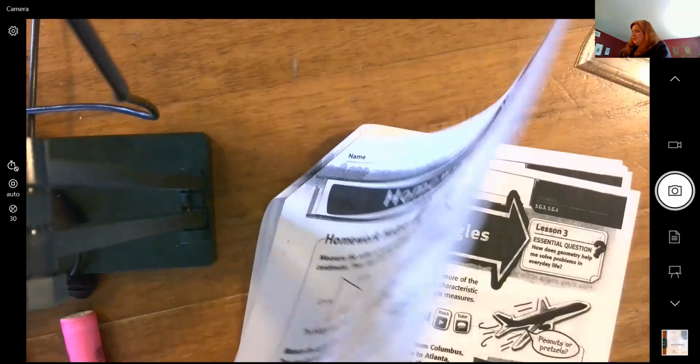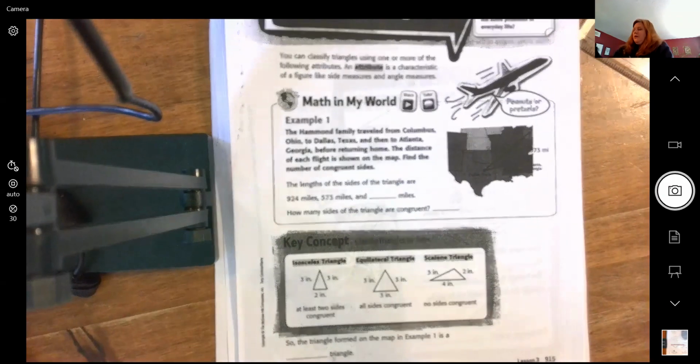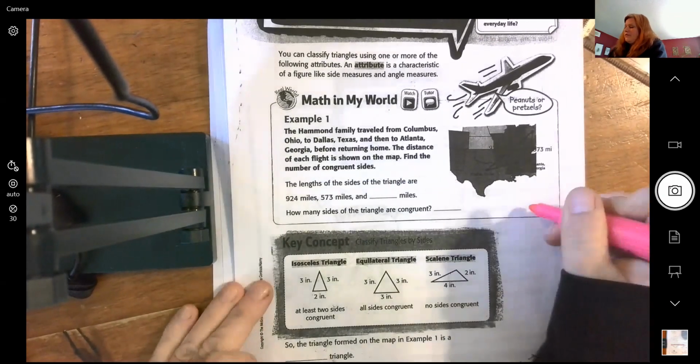All right, we're going to go ahead and move. I think we're ready now into our lesson 3. We already went over our vocabulary, so this is going to go pretty quickly. I'm going to get my highlighter out. So we're on page 915.